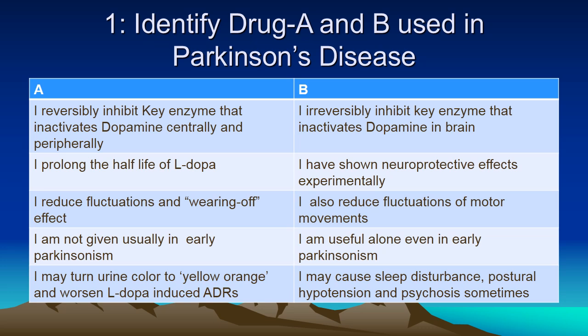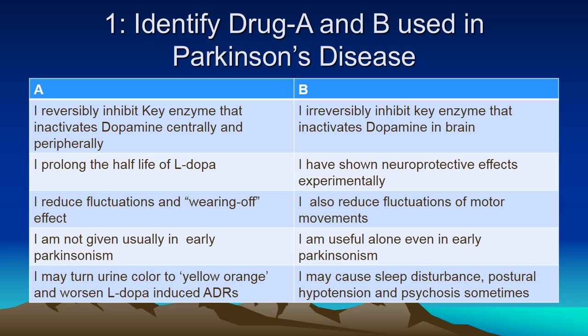Exercise 1. Identify drug A and drug B used in Parkinson's disease. Drug A irreversibly inhibits a key enzyme that inactivates dopamine centrally and peripherally. Drug B irreversibly inhibits a key enzyme that inactivates dopamine in the brain. Drug A prolongs the half-life of levodopa. Drug B has shown neuroprotective effects experimentally.